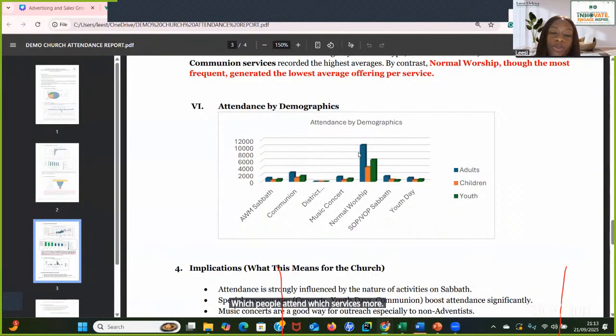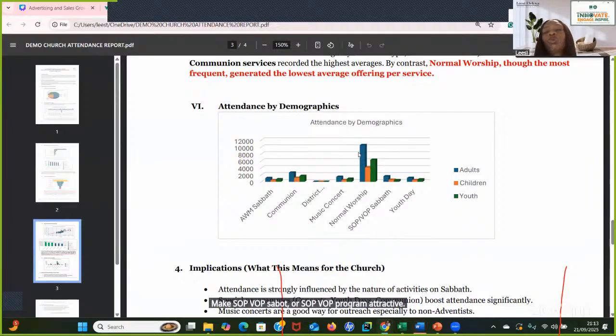Look at the SOP VOP on this data. You see that there's a very low turnout of the church in general. So church members appear not to be interested in SOP VOP Sabbath. Now, how can the church make SOP VOP Sabbath or SOP VOP program attractive?